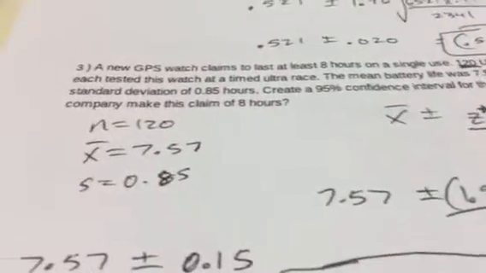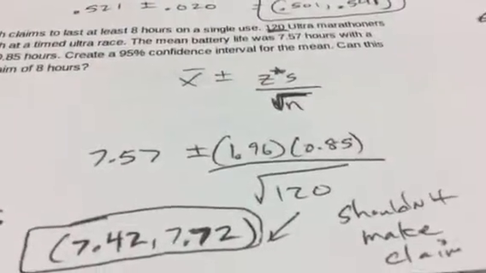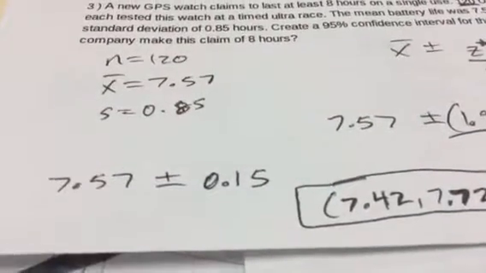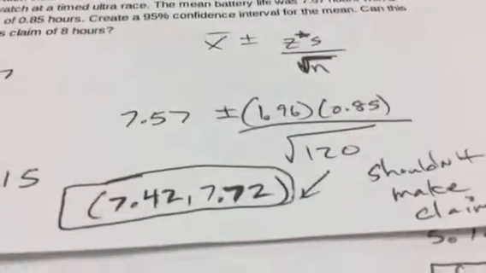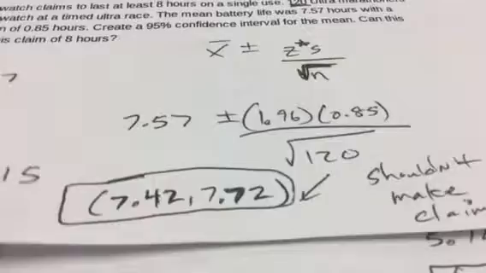Next one, you have a sample mean, so population mean. You have to have an N, an X bar, and a standard deviation as such. There's the formula we're using. Let's plug it in. You get a margin of error of 0.15 hours. So they should not make the claim because that upper bound does not go above 8. Does not hit 8.